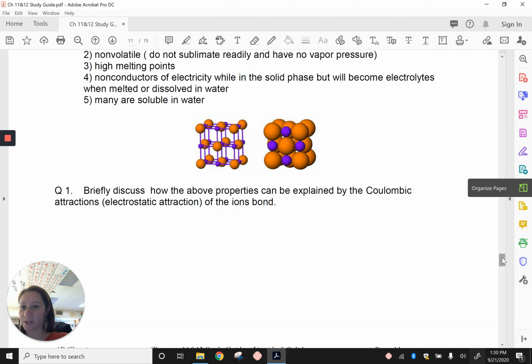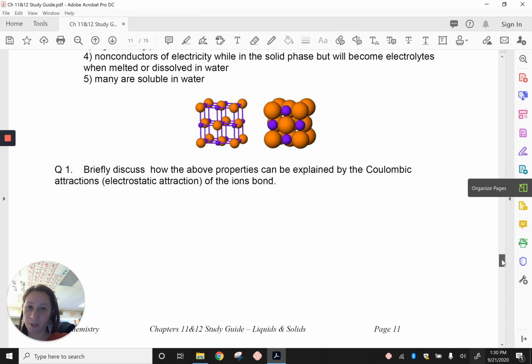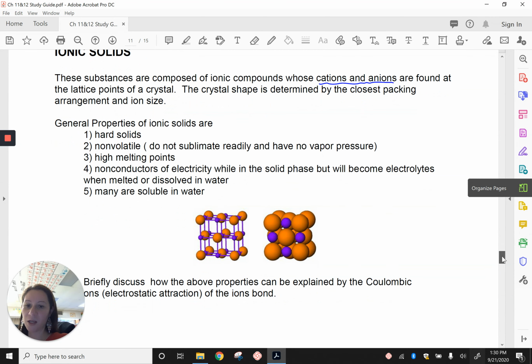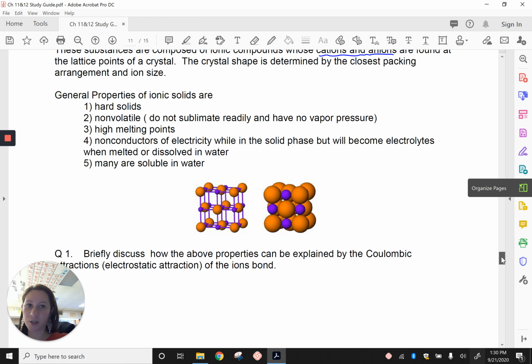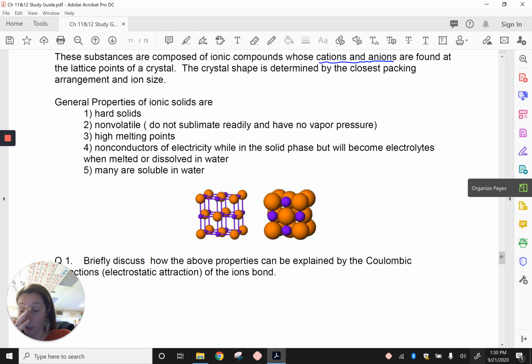This question says, briefly discuss how the above properties can be explained by the Coulombic attractions or electrostatic attractions of the ions in the bonds. So we've answered the first question, which is what's at the lattice points. We've answered the third question, which is some properties. Let's answer the fourth question, which is examples. So any ionic substance that you can think of, NaCl, CaF2, NaHCO3. Anything that's ionic is going to be considered a crystalline ionic solid.